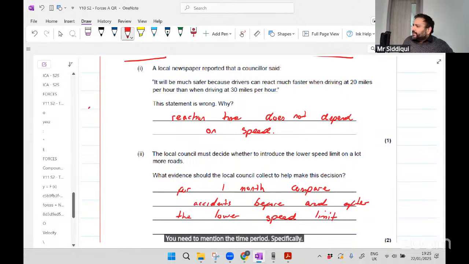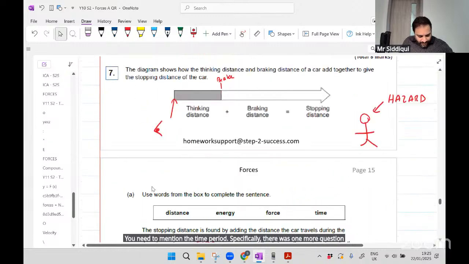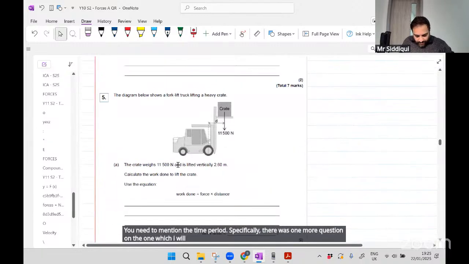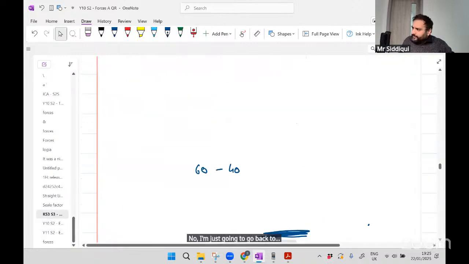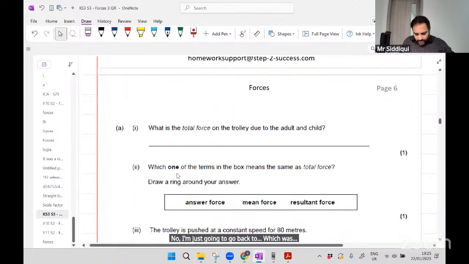There was one more question on the year 9 one, which I will just check on. No, I'm just going to go back to which was number 2.